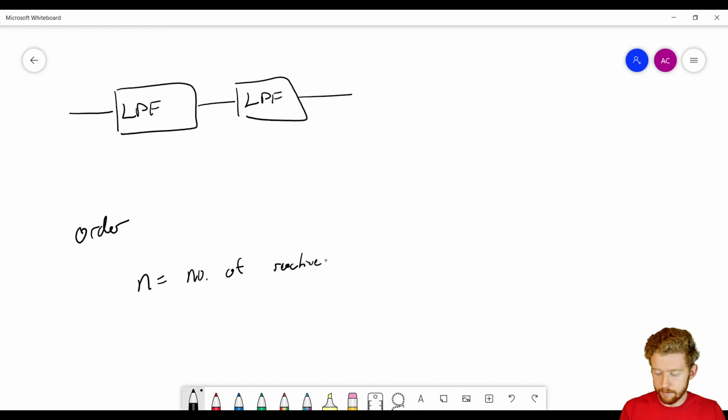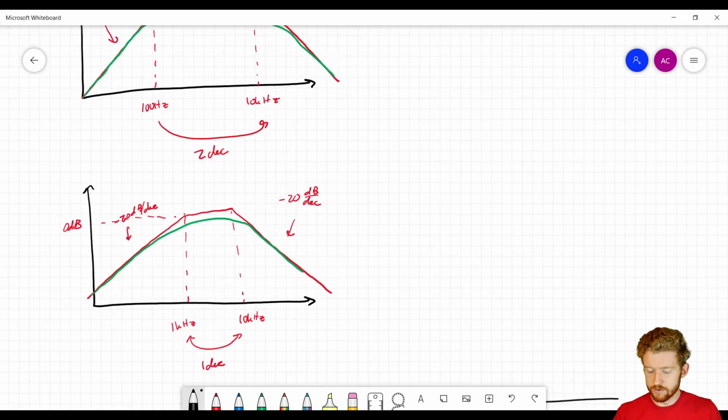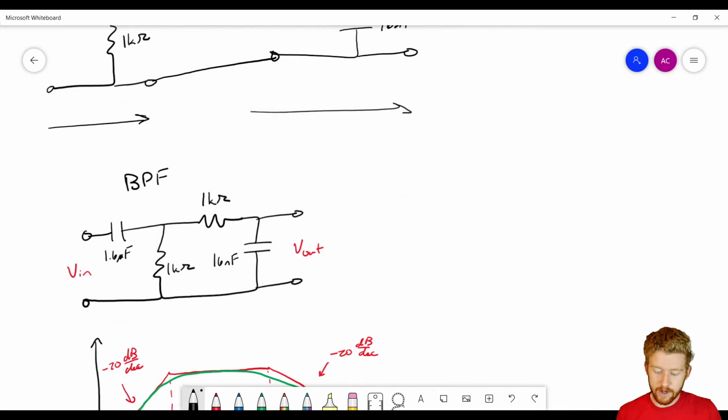That is the simplest way to put it. I'm sure that there's a more technically correct way, but I think this is the simplest way to put it. So if we have 2 capacitors, that means it's going to be a second order filter. And this is sort of a question I had. If we have this bandpass filter, we have 2 capacitors in here. Is this a second order filter? And the answer is yes. Here, N is equal to 2. This is a second order filter.